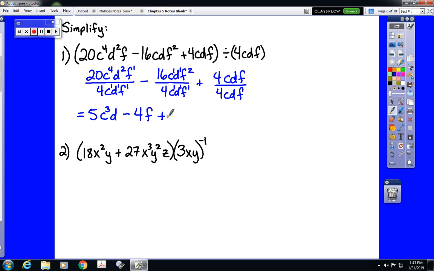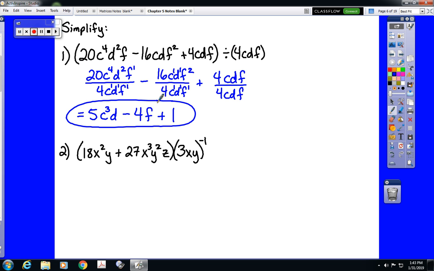And then plus 4 divided by 4 is 1. C cancels, D cancels, F cancels. So there should still be a plus 1 on the end. And a lot of students don't realize that and leave that term off the answer. So our answer would be 5c cubed d minus 4f plus 1.